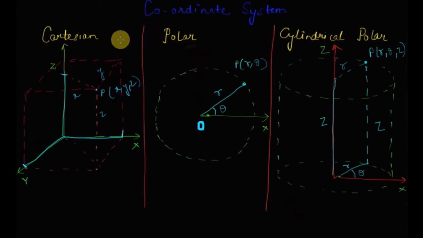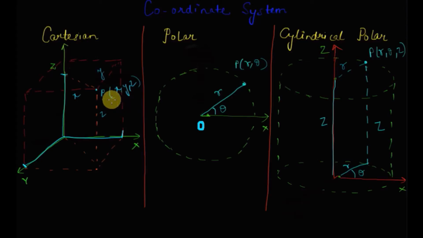So essentially there are many coordinate systems, but in this video we will discuss these three: Cartesian coordinate system, polar coordinate system, and cylindrical polar coordinate system. In a Cartesian coordinate system, the unique position of a point of an object, which is denoted by this point P here in this diagram, is determined by three parameters: x, y, and z. So in Cartesian coordinate system, we have three perpendicular axes denoted by x, y, and z. And the three parameters are as follows.